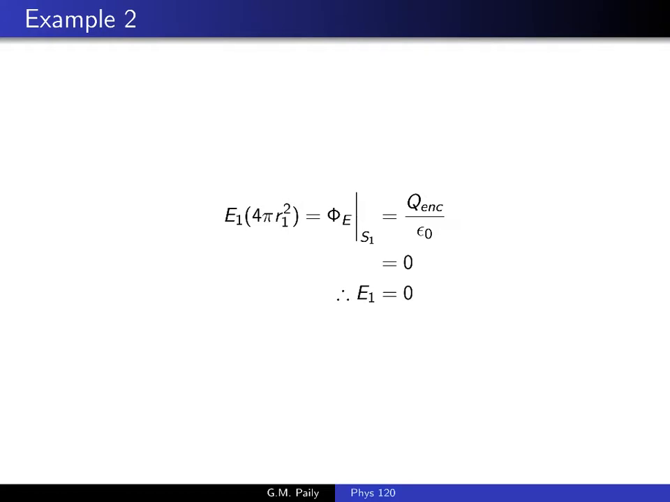And so we have very quickly proved a remarkable result, which is if you have a uniformly charged spherical shell, a hollow spherical shell of charge, then inside the spherical shell, the electric field is 0. Everywhere inside the spherical shell, not merely at the center of the shell, but everywhere inside the hollow spherical shell, the electric field is 0.